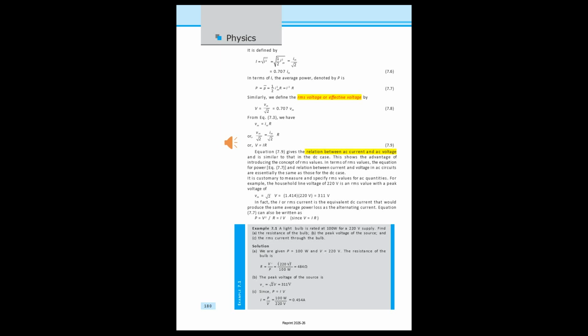In fact, the I or RMS current is the equivalent DC current that would produce the same average power loss as the alternating current. The equation 7.7 can also be written as P is equal to V square by R, that's equal to IV, since V is equal to IR.